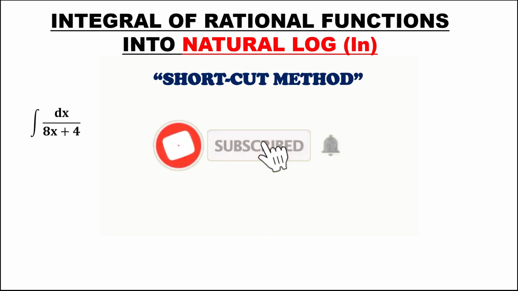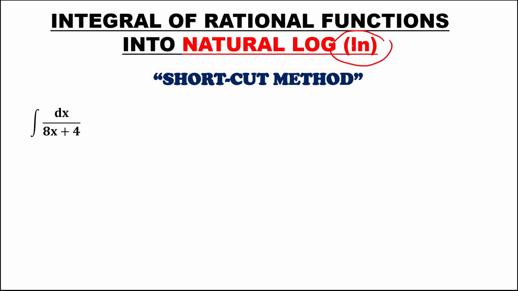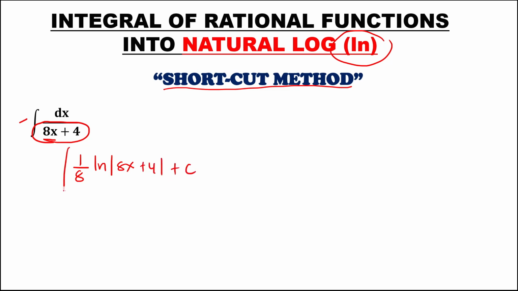So for this problem, to evaluate the integral of rational functions into a natural log, we're going to use the shortcut method. From this given, to evaluate the integral of dx over 8x plus 4, first we need to find the derivative of 8x. Since the derivative of 8x is 8, this is equal to 1 over 8, then ln, the absolute value of this denominator, 8x plus 4, then plus c.